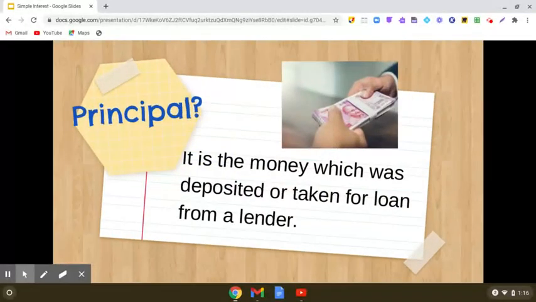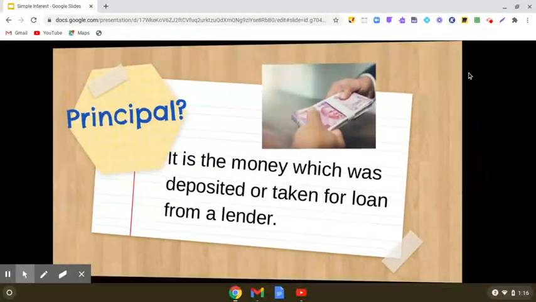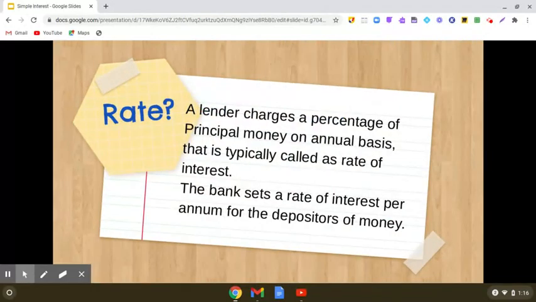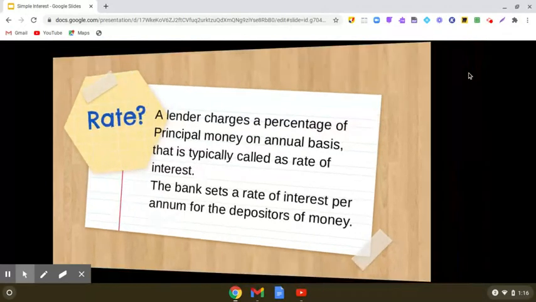So, we have understood the concept of principal, and then what is the rate of interest? Basically, a lender charges a percentage of the principal money on a yearly basis, or we call it an annual basis, and that is typically called the rate of interest. And the bank also sets a rate of interest per annum for the depositor for the money.